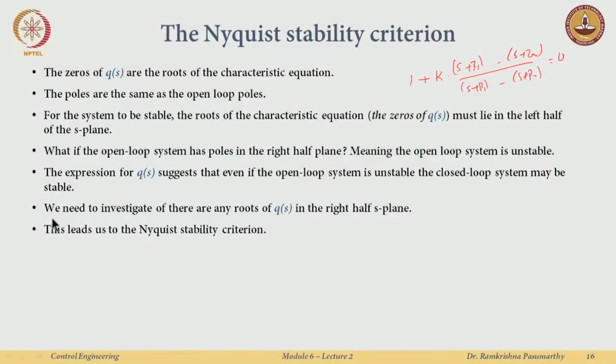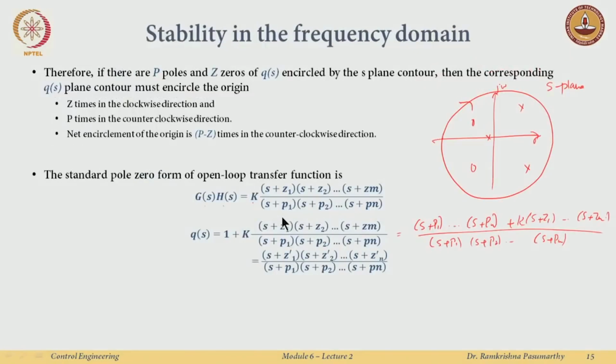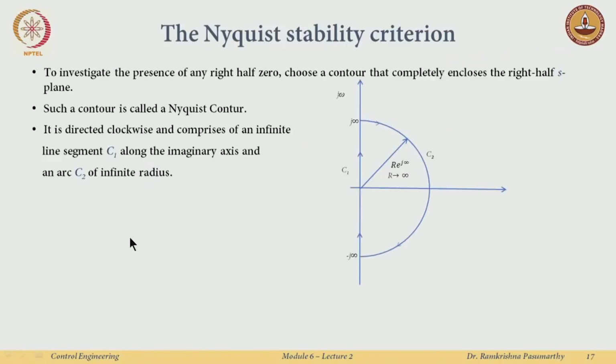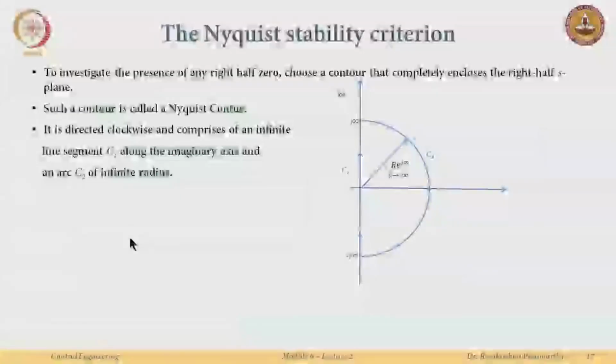Now, what we need to investigate is, are there any roots of Q(S) in the right half S plane? Is anyone among the numerator roots Z1 prime, Z2 prime, till Zn prime sitting in the right half plane? That is what we will try to investigate, and that is what leads us to define the Nyquist stability criterion. Now the encirclements will come into picture, the polar plots will come into picture, and so on.